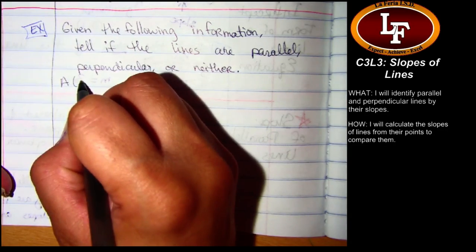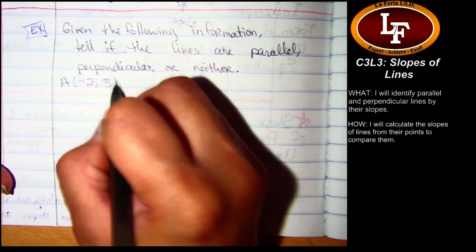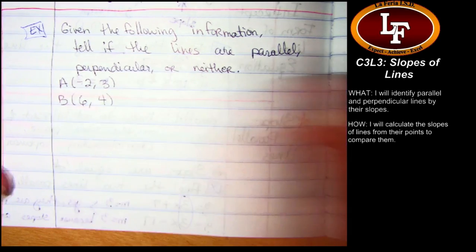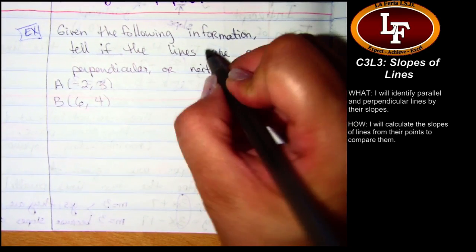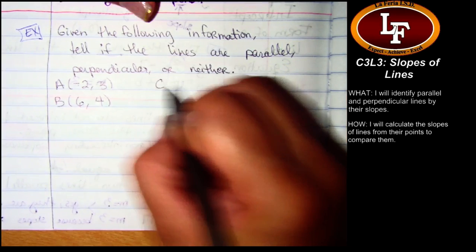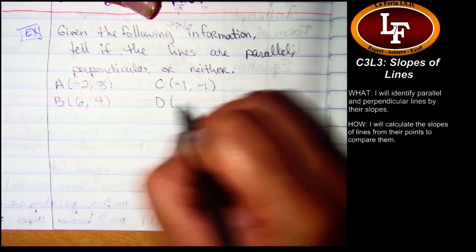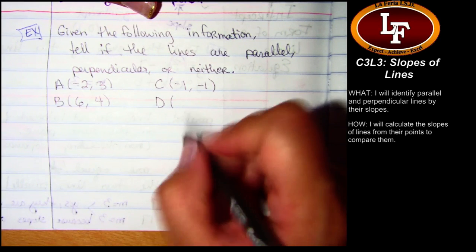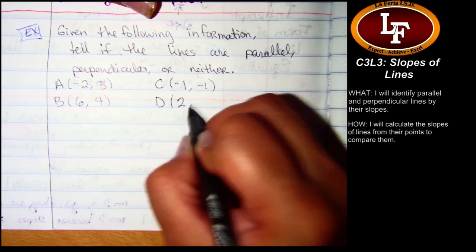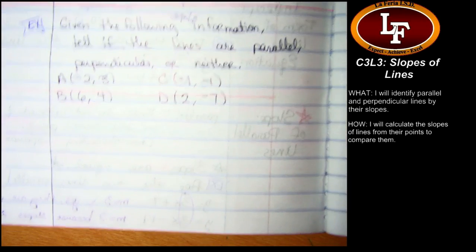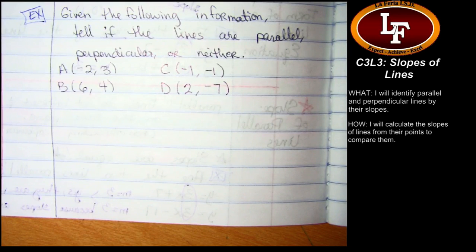Point A. Point B. Oh, I need to name the lines. Okay, I will in a second. I don't know. 2 and negative 7. Oh, sorry. All right, I have no idea. I should have asked you guys for numbers, but I was going ham.